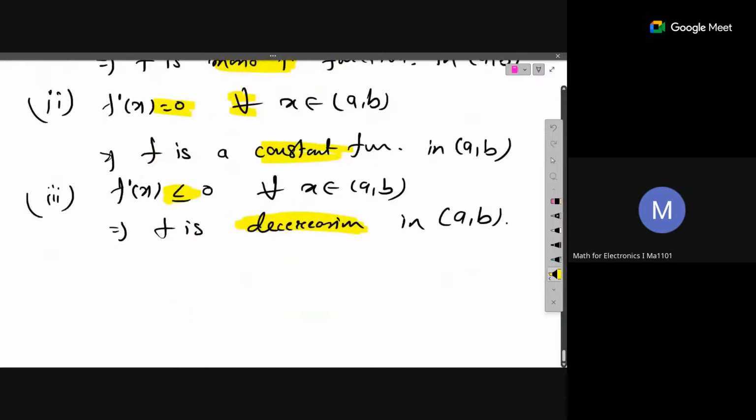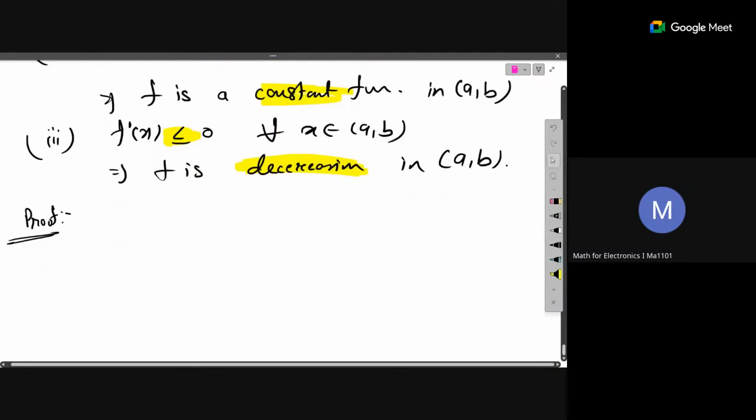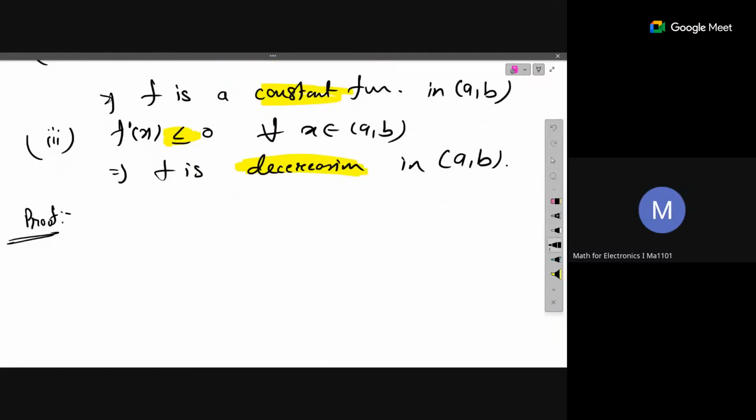Okay. Now let's see the proof of this particular theorem. Again, as we used Rolle's theorem to prove the Mean Value Theorem, we will use the Mean Value Theorem to prove this monotonic theorem. So let's consider the first case. Let's say x1 is less than or equal to x2.